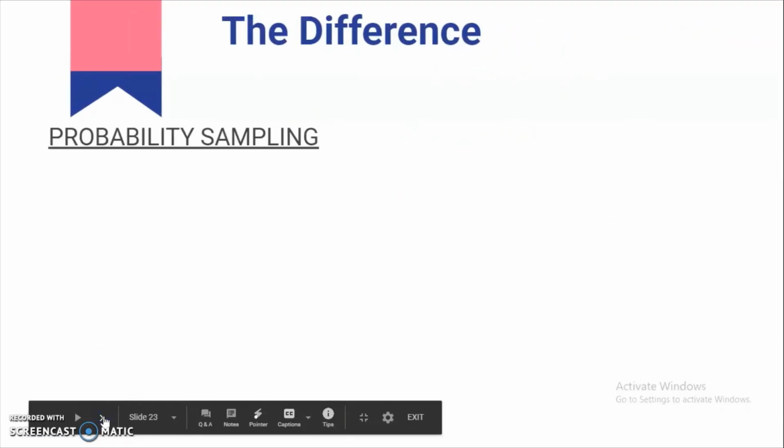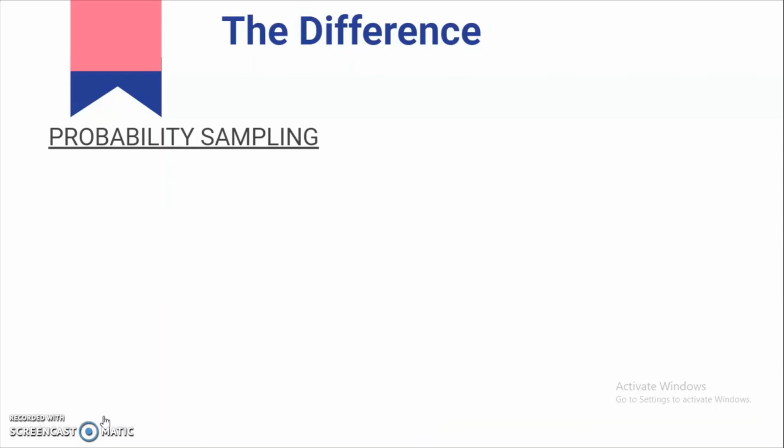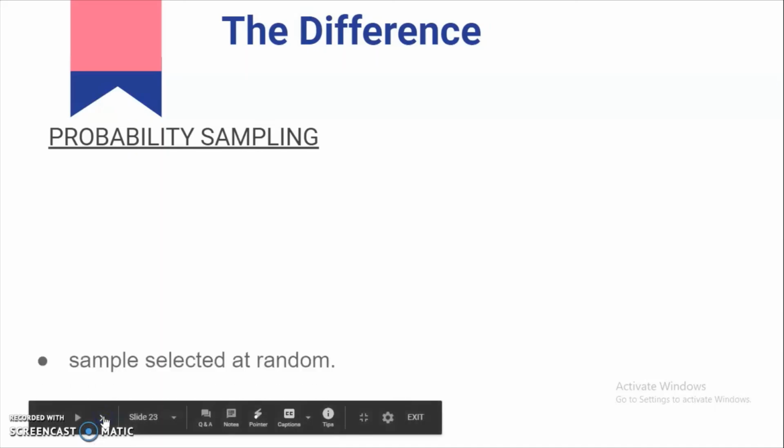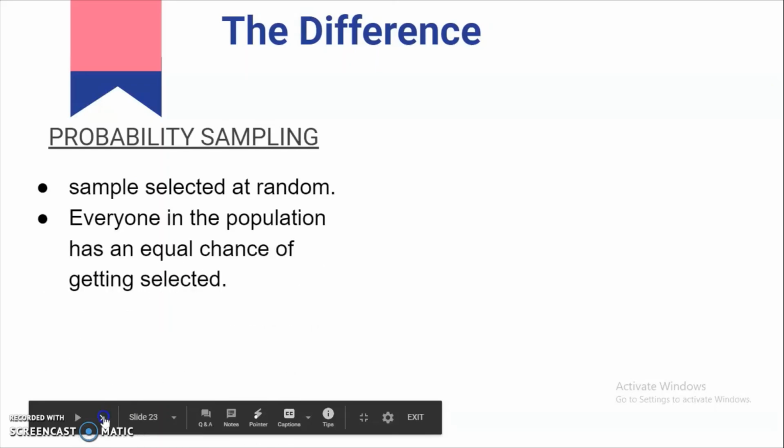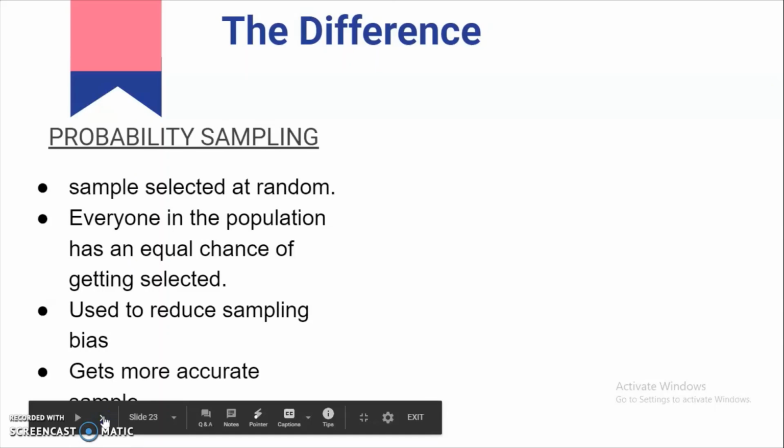So we'll see the difference once again between probability sampling and non-probability sampling. We'll see what the characteristics of probability sampling are. In probability sampling, the sample is selected at random. So the term random is very important for probability sampling. And the other one, every subject in the population has an equal chance of getting selected, and it is used to reduce the sampling bias, and the sample will be more accurate. So these are the characteristics of probability sampling.